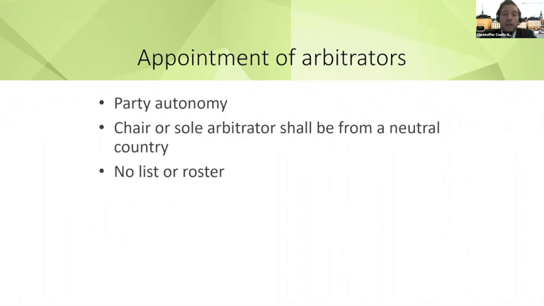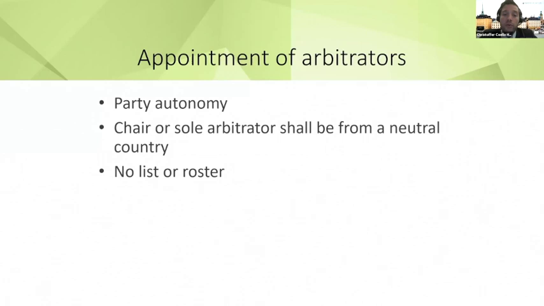However, there is a default procedure set out in the SCC rules and also in the SCC model clause, and this is also the most common procedure chosen by the parties. According to the SCC rules, in cases where the arbitral tribunal shall consist of 3 arbitrators, the parties each appoint 1 co-arbitrator, and the SCC board appoints the chair of the tribunal, unless the parties agree otherwise.